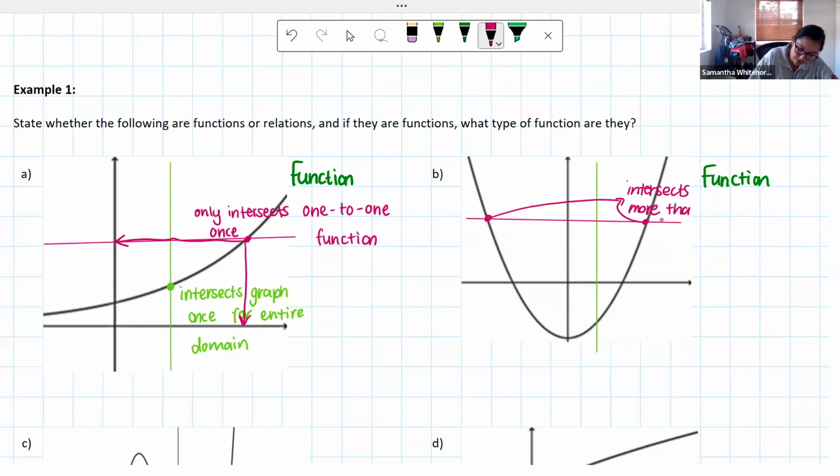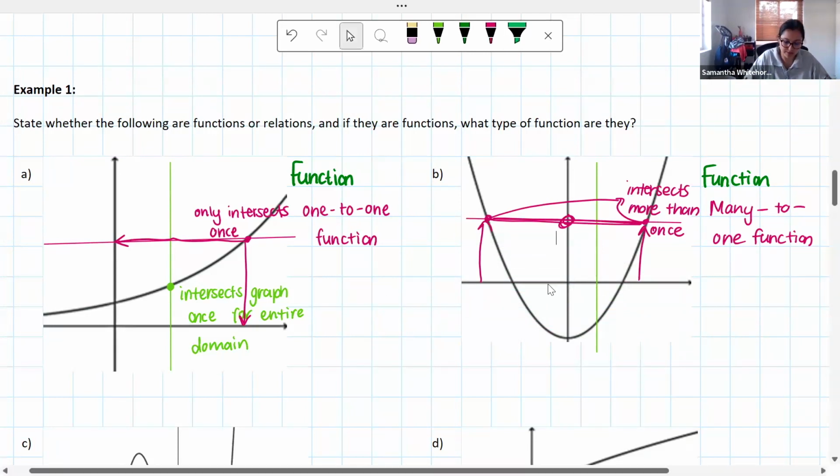So as long as it intersects more than once, we have what we call a many-to-one function, because there are many x coordinates for one single y coordinate. That's what a many-to-one function means.